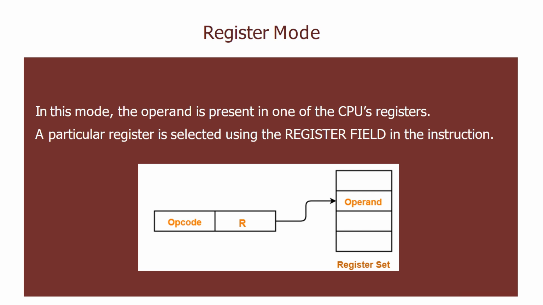Register mode. In this mode, the operand is present in one of the CPU registers. A particular register is selected using the register field in the instruction. Now clearly, given this register set, we have the operand at one of the registers. Suppose this one was R2. Now this register has to be used. Suppose this one is R2, then we get the operand from that register.